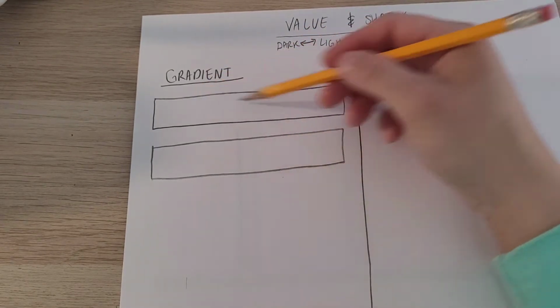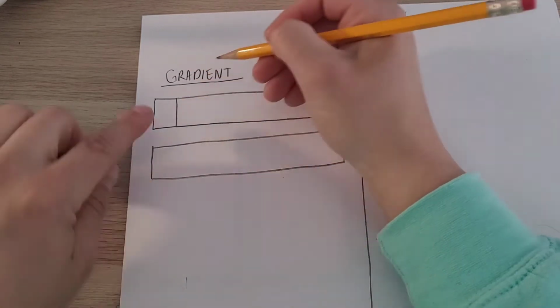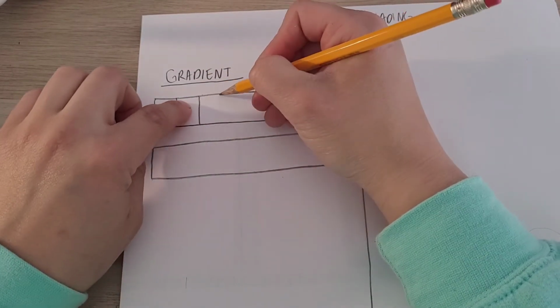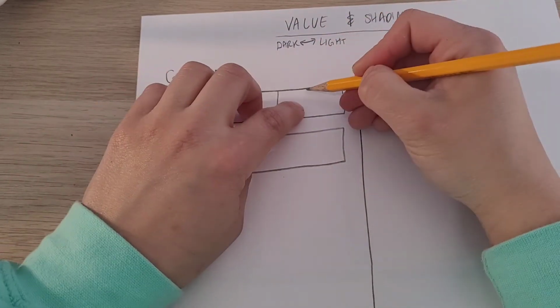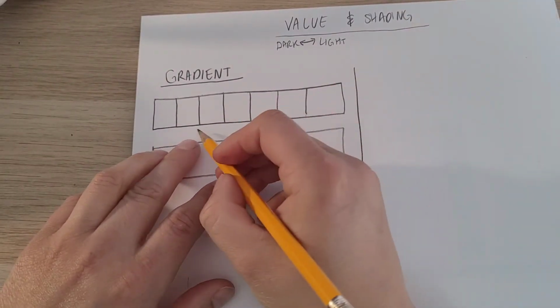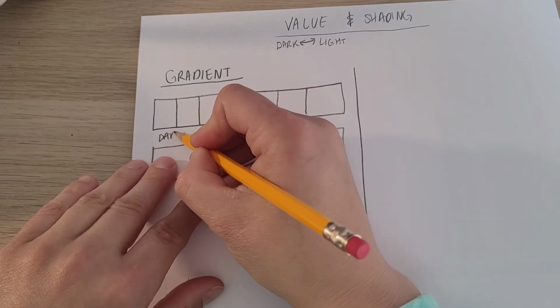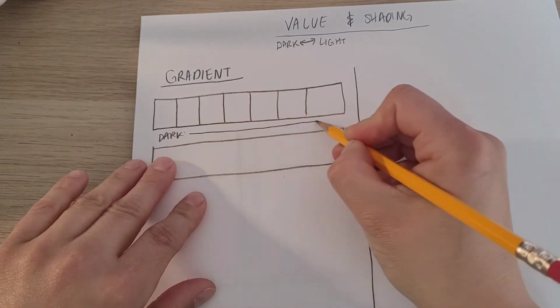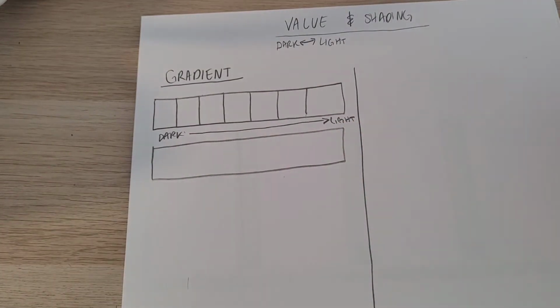In this first rectangle, we're going to divide it into 7 spots. So 1, 2, 3, 4, 5, 6, 7. It's okay if it's not perfectly even. Underneath here, or you can do it above, I'm going to put dark with an arrow to light. Like I said, a gradient is a visual. In this case, it's a scale.